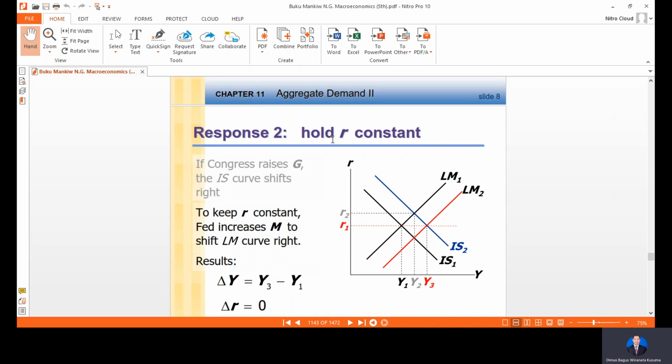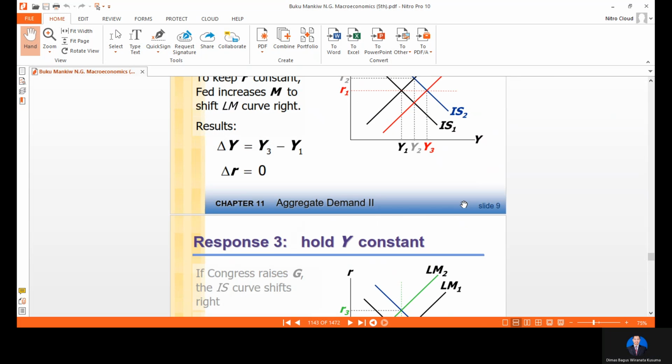And here, if you want to hold R constant, initially you have LM1 and IS1, and after that the IS moves to the right, which makes the interest rate increase. But because you want to keep R constant, you have to make the LM curve move to the right. It means that you have to adopt an expansionary monetary policy. So in the end, R will stay constant, but the income has moved from Y1 to Y3.